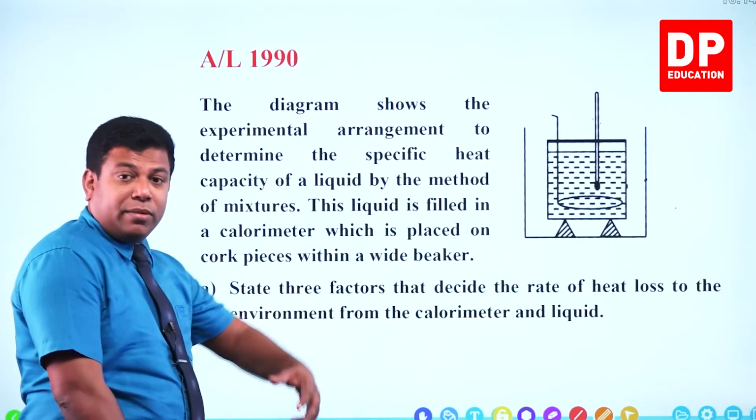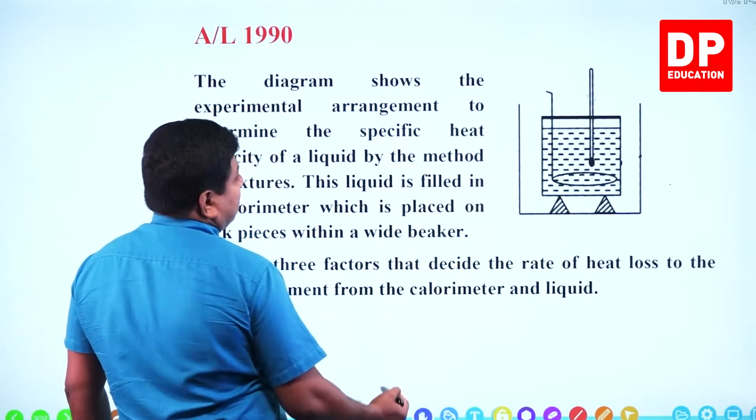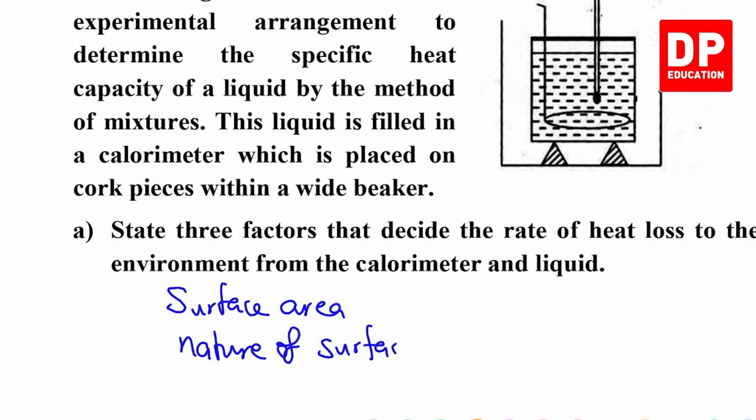Right, from the calorimeter to the environment, the factors that decide the heat loss rate, you remember: surface area, nature of surface. We studied this during the experiment. Before the experiment, I explained this. Nature of surface and the excess temperature. Excess temperature. Next.